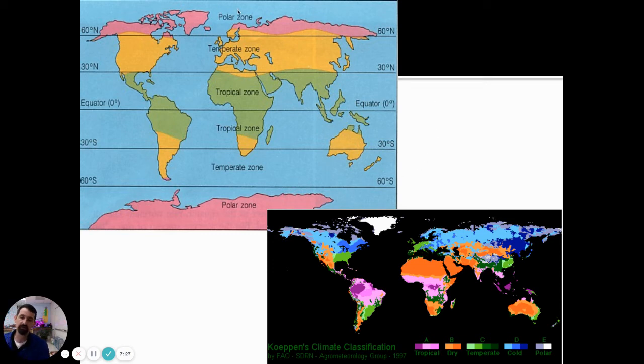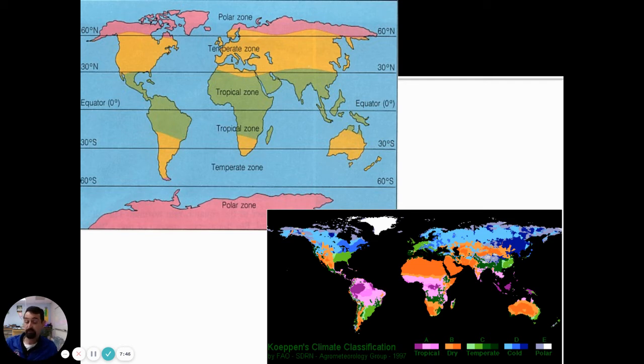Now, why do the polar zones always have ice and snow? Well, because the sun is never going to hit directly onto that pole. It's always going to be hitting at a very low angle, thus spreading out the amount of solar radiation that you're going to get. So it's always going to be cold there.